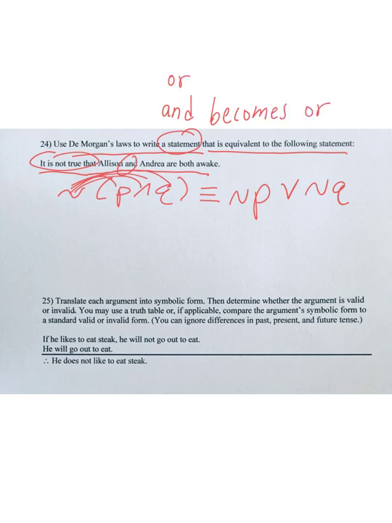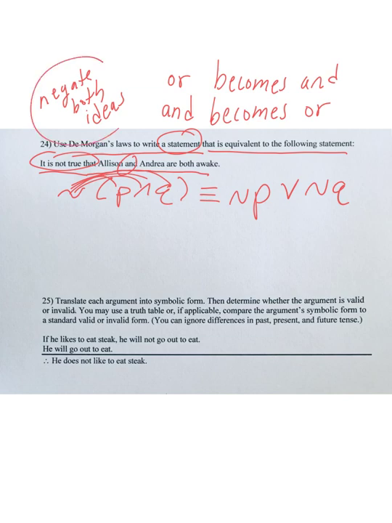And the same with or. If you see the word or on the test, or becomes and, and you negate both ideas. So if you want to just memorize or write this down on your formula sheet, you really don't even need any sort of symbols. When you see De Morgan's laws, just think negate both of the ideas.